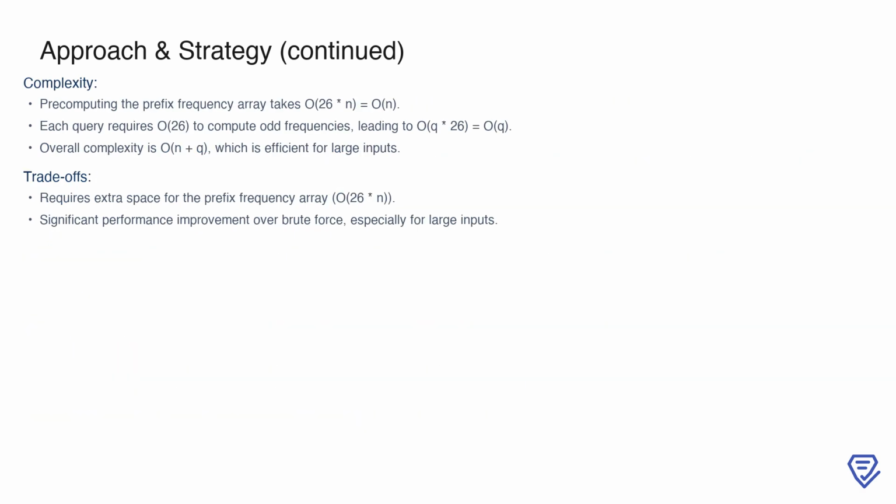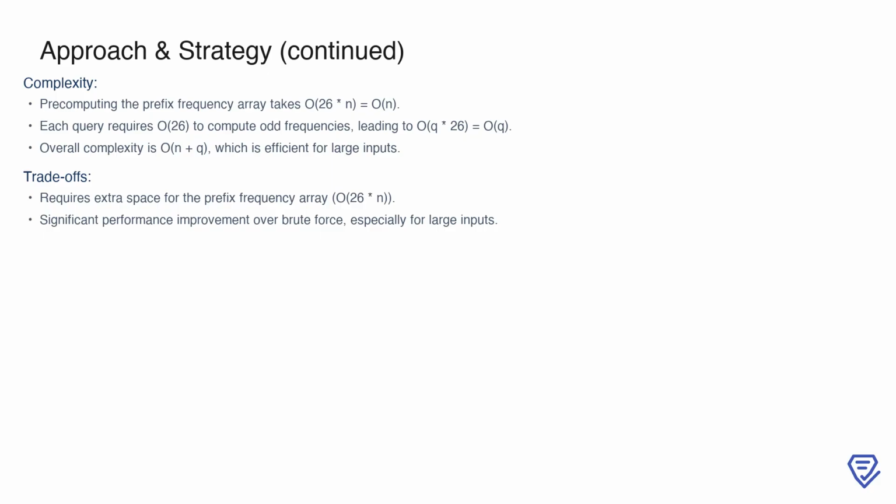With the optimized approach, we achieve a significant performance boost. First, we pre-compute the prefix frequency array, which takes linear time with respect to the string length, specifically 26*n, since we track frequencies for all 26 letters. For each query, instead of recalculating frequencies from scratch, we simply use the prefix frequency array to determine the odd frequencies, which takes constant time for each character. This reduces the time complexity for processing all queries to O(q), resulting in an overall complexity of O(n plus q).